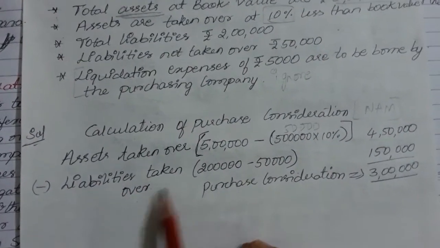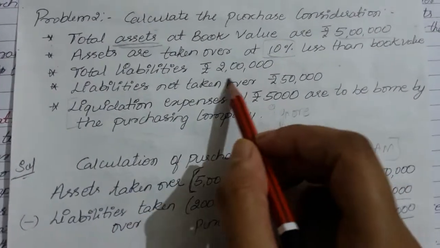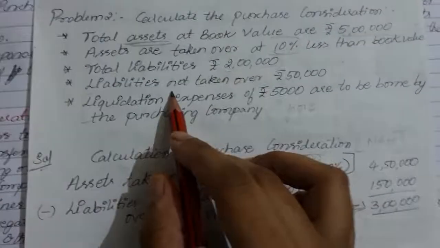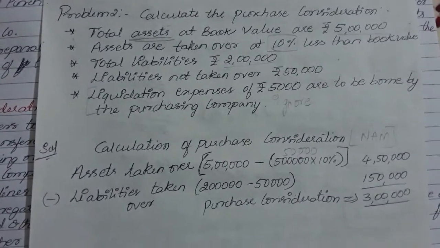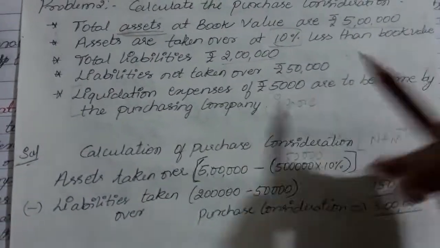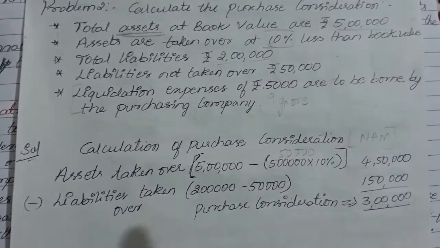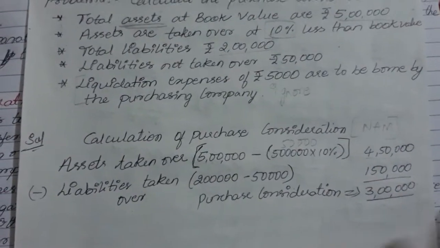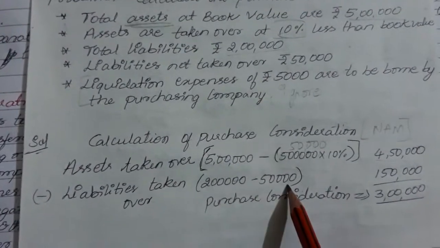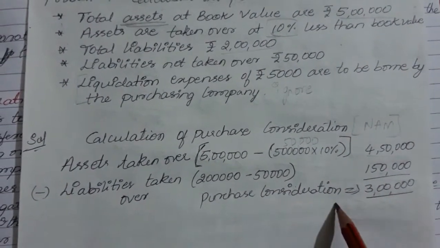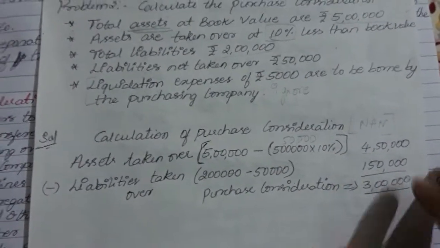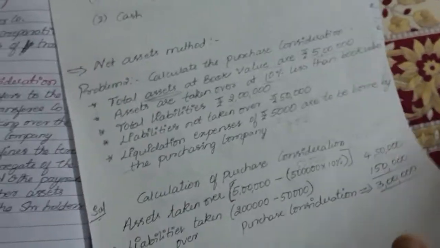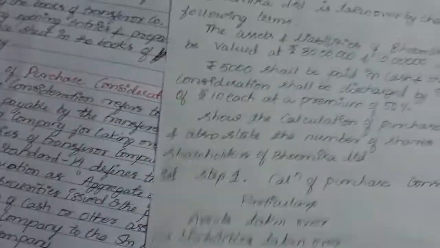So let's see about liabilities taken over. So what is the value of liabilities? The total liabilities is 2 lakh rupees. So even here the transferee company has decided to not take the 50,000 worth of liabilities. So you will be considering only the liabilities that have been taken over. So 2 lakh minus 50,000 is 1 lakh 50,000. So purchase consideration will be 3 lakh rupees. So this is all about net asset method. So let's solve one more problem, next two problems regarding purchase net asset method. That will be not so simple as you see.